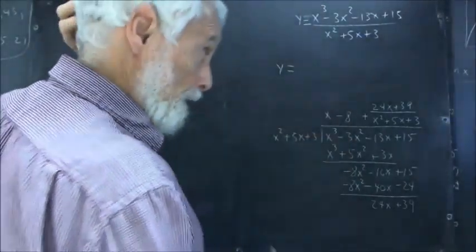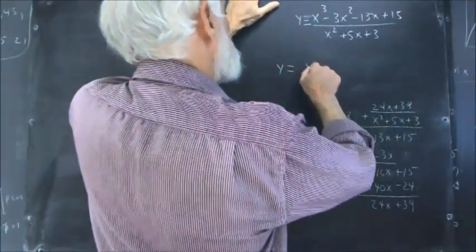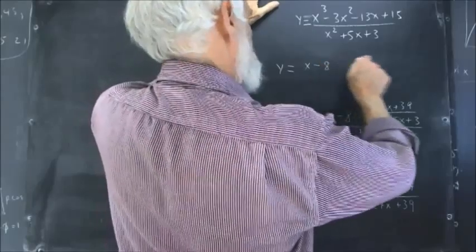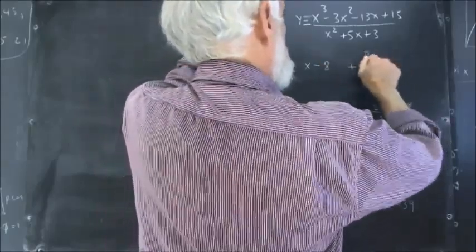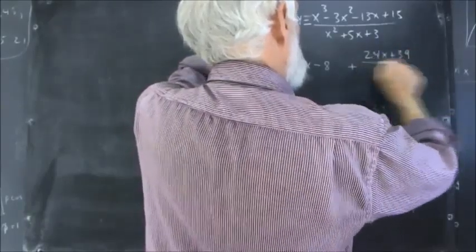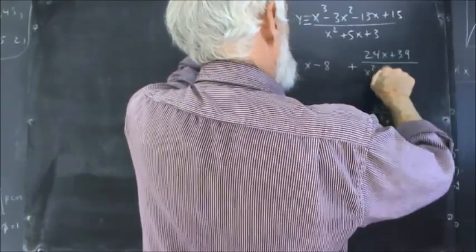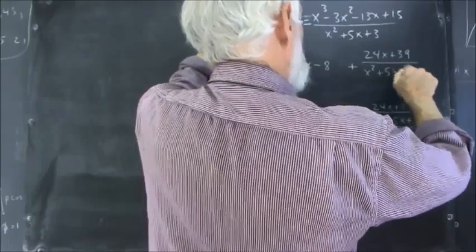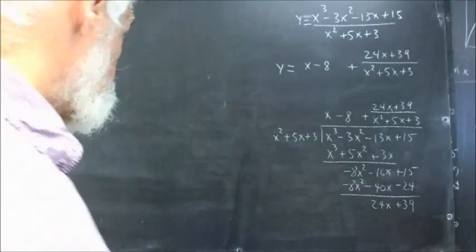So now we see that y equals x minus 8 plus (24x plus 39) over (x squared plus 5x plus 3). Now, what does this tell us about the graph?